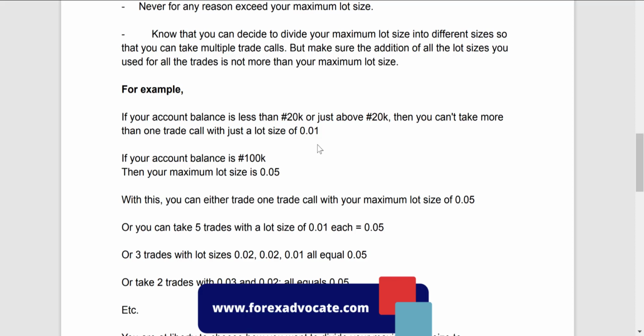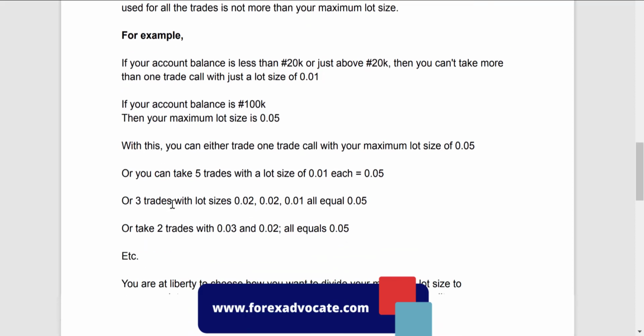If you are not serious, you won't understand this video, and you won't understand this material when you read through it, unless you have been trading before and you know what lot sizes mean. If your account balance is 100k, then your maximum lot size is 0.05. With this, you can take one trade call.